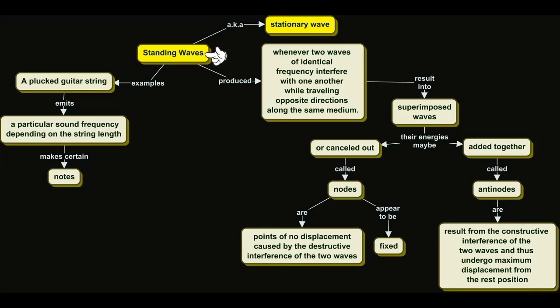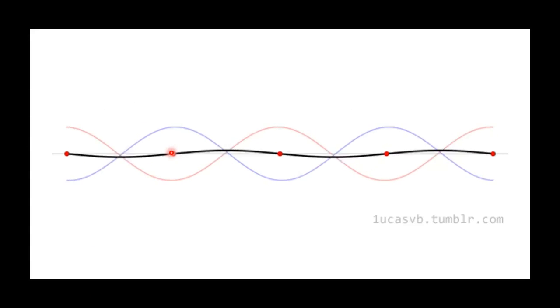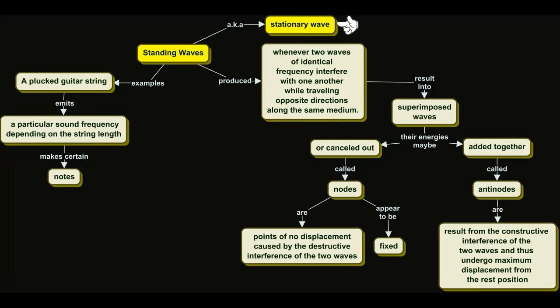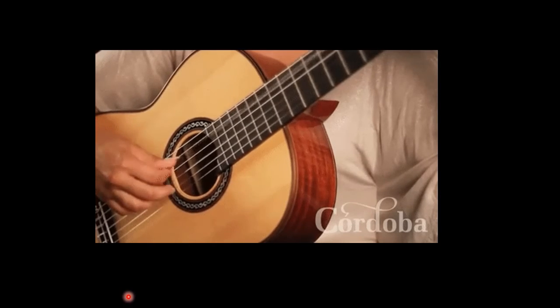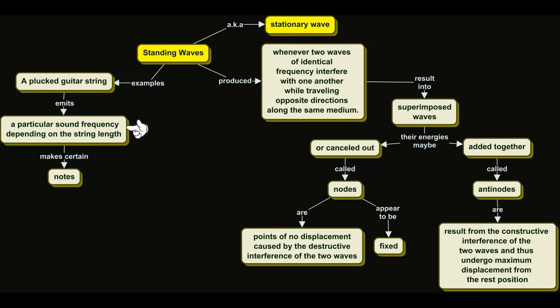Now, let's go to the concept of a standing wave. This is what a standing wave looks like. It has a node and an antinode. Both ends are fixed. That is why another name for a standing wave is a stationary wave. An example of this is the plucking of a guitar. Now you notice this string is creating a standing wave. Plucking the guitar will emit a particular sound frequency that is dependent on the string length and the density of the string. And this is what we call the notes.